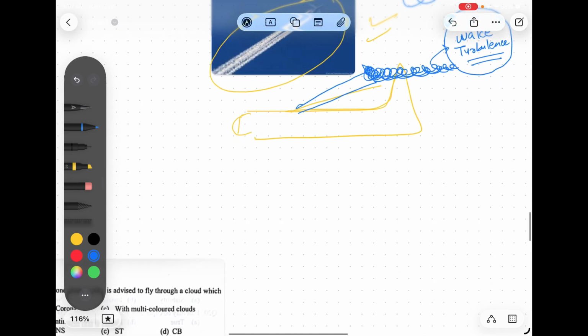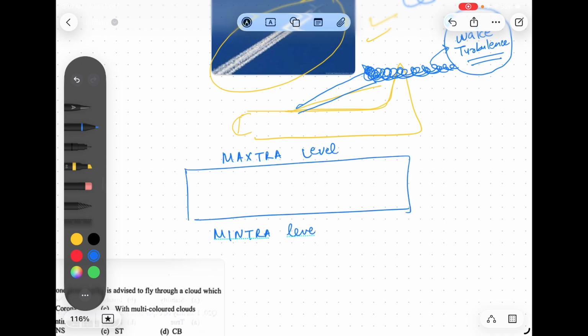What you need to know mainly as per the Met part is that there is a maxtra level, and there is a mintra level. With the name only you can see minimum and maximum levels. These condensation trails are formed between them. Below the mintra level there are no condensation trails, and above the maxtra level there are no condensation trails. They are only formed between the mintra and maxtra levels.